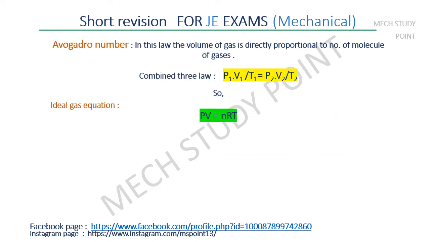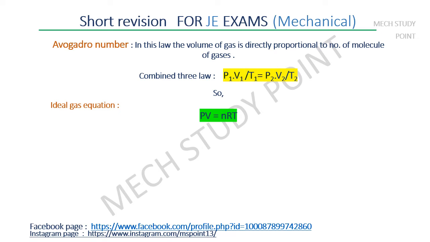Next is Avogadro's law. According to this law, the volume of a gas is directly proportional to the number of molecules of the gas. So V is directly proportional to N. For two gases, V1 upon N1 is equal to V2 upon N2, where n is the number of moles.